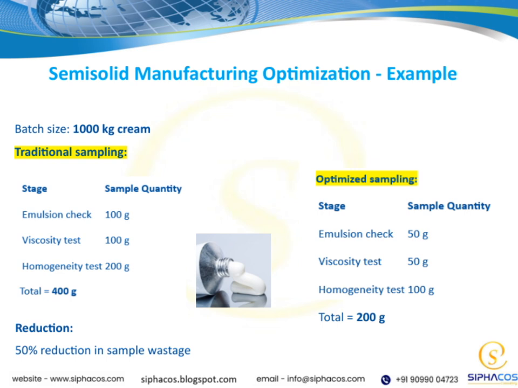Traditionally, sampling methods often lead to larger wastage and inefficiencies. But with this optimized approach, we can cut wastage in half, saving both time and resources. This example highlights how small adjustments in sampling practices can lead to substantial overall benefits. It's all about making smarter choices to enhance production efficiency while maintaining quality.